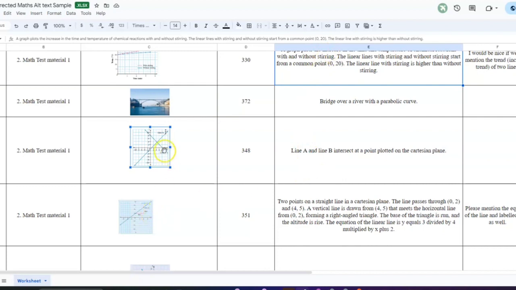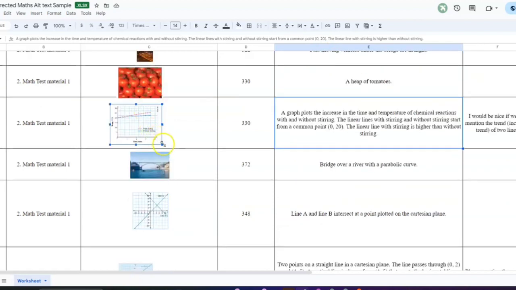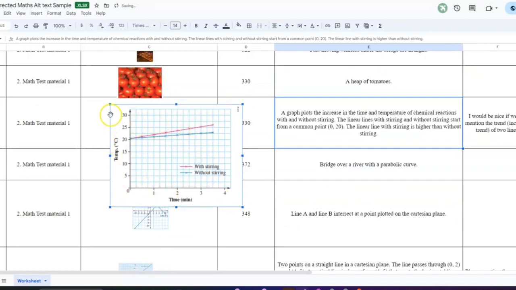Now understand one thing. Suppose this is one image. First of all, what will you explain to a blind person? You will give the complete idea of the particular image. Suppose this is a graph created with temperature and time frame. How will you start? A graph of the increasing temperature in the time frame of a chemical reaction with or without stirring. Are you getting my point?